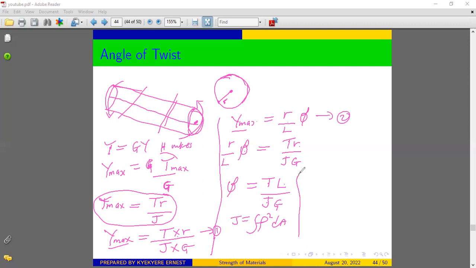So this formula is very important. It is used to determine the angle of twist, or the angle which a point along the radius is going to move when it is subjected to a twisting force or twisting torques. This formula is used to calculate the deformation. So this angle of twist is a measure of how one point is going to deform, or how one point is going to move, when it is subjected to torques.